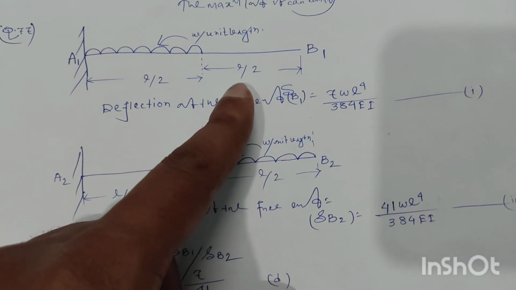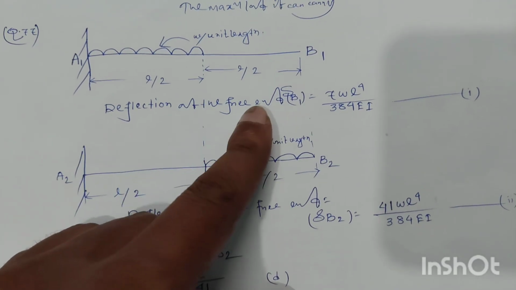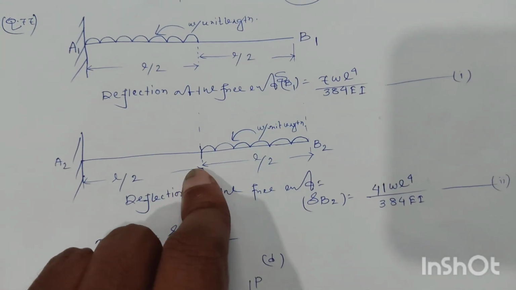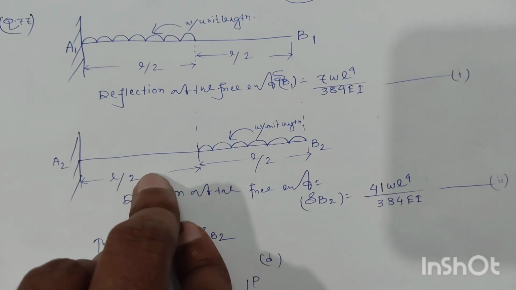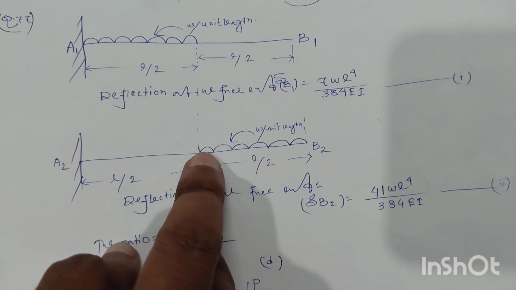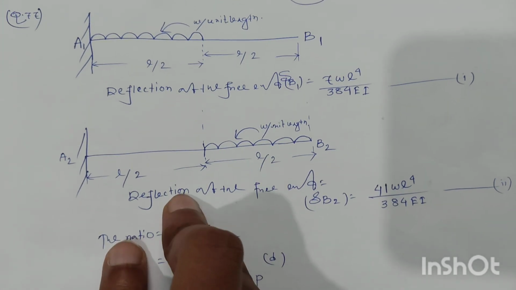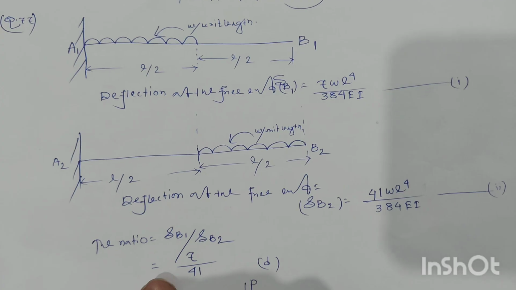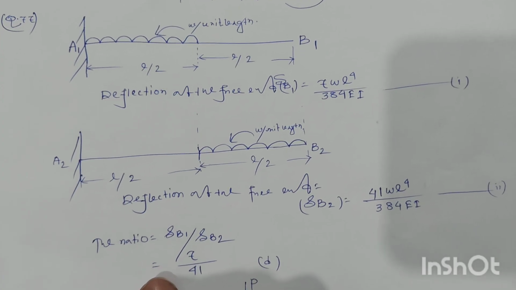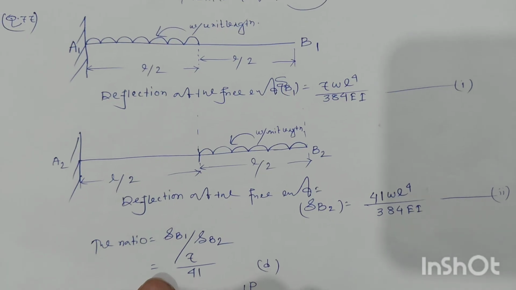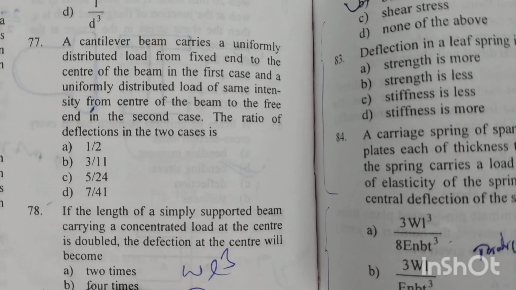Okay. So under this condition, the deflection at the free end B will be 7WL to the power 4 by 384 EI. That is equation number 1. And in the second case, the beam is same and the load intensity is same, but the load is from center of the beam to the free end. So the deflection at the free end under this load will be 41WL to the power 4 by 384 EI. That is equation number 2. So if we make ratio del B1 by del B2, the ratio will be 7 by 41. Option D is right answer.